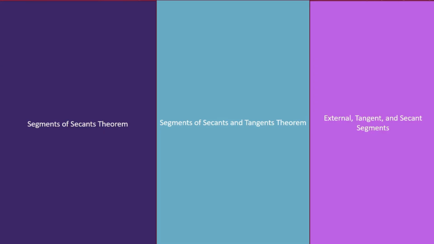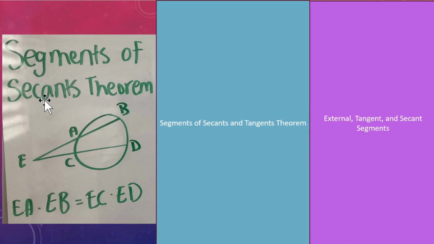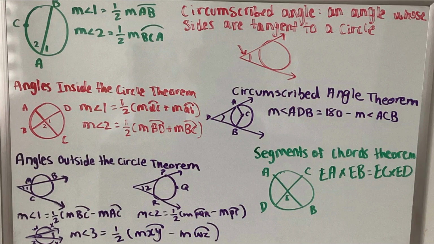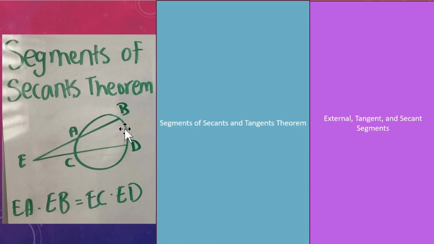Now, segments of secants theorem. So, if you see here, this is what we had been going over before. Right here, that is this diagram right here. But this time we're trying to find out the lengths of the lines, not angles. So as you remember, these are secants. EA, this one outside here, times EB, so this whole thing.